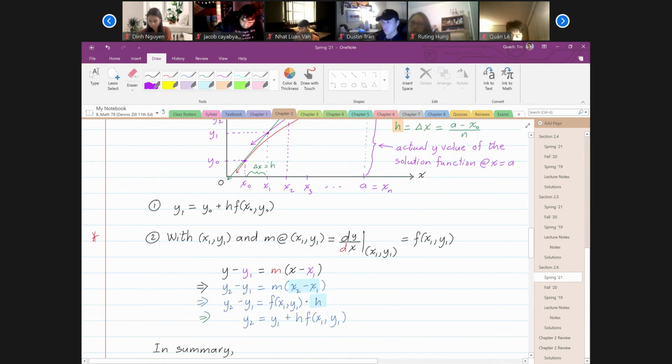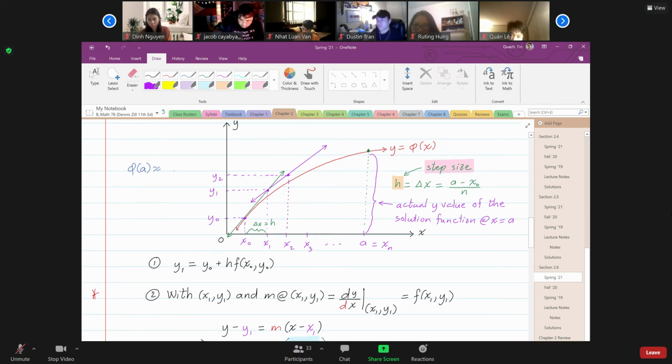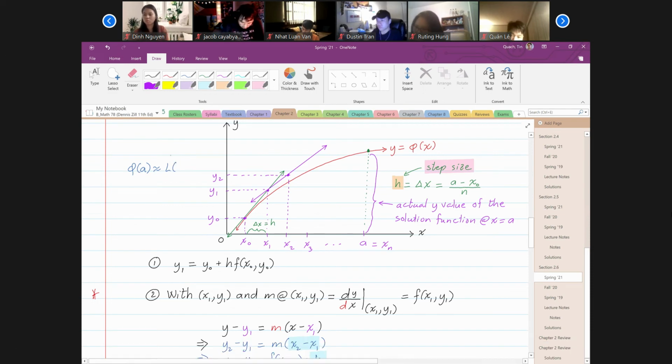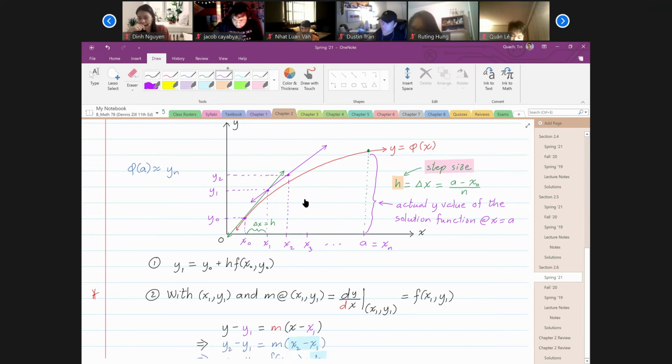So our goal is to approximate... Okay, so this is the y value of the tangent line, of the tangent at x equals x sub n, or basically that's a, right?